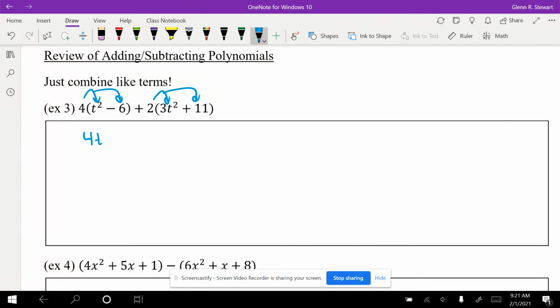So in this case, 4t squared minus 24 plus 6t squared plus 22. Next, when you combine your like terms, you want to only combine terms with the same variable and degree. So for instance, 4t squared and 6t squared become 10t squared. Notice I do not, and I'm going to repeat this again, I do not add the degree. Okay, you keep them the same. That means it doesn't become 10t to the fourth, it becomes 10t squared, then minus 2.